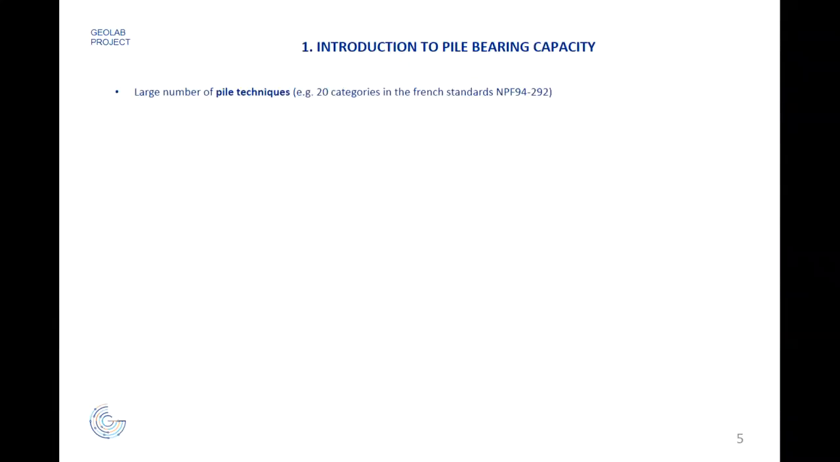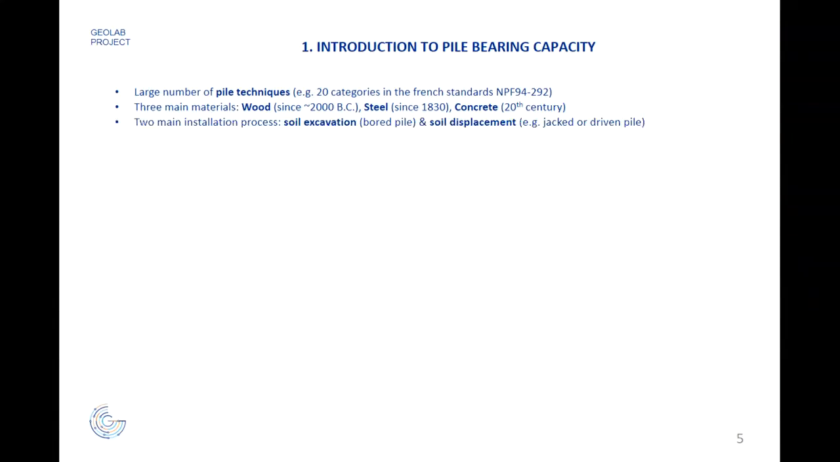There are a large number of pile techniques. Just for French standards, we have 20 categories of piles defined in the standards. The main materials used in the history are wood, with the first example coming from more than 4,000 years in the past, steel since about 2 centuries, and concrete in the 20th century. So wood is coming back into fashion now, but for other reasons.